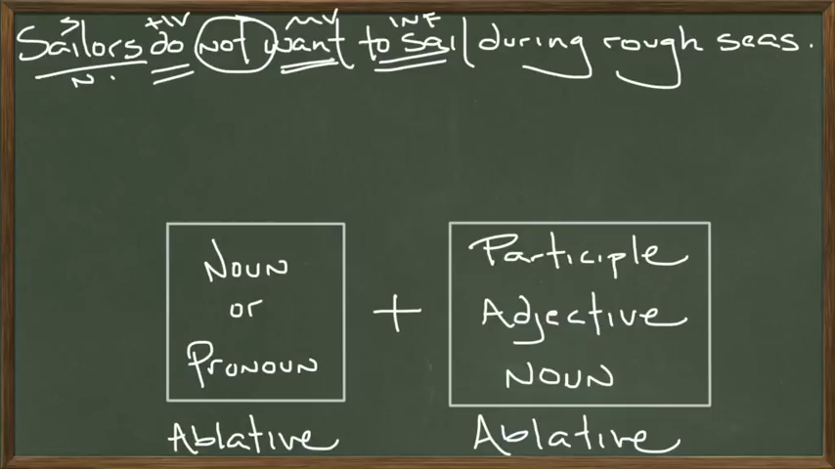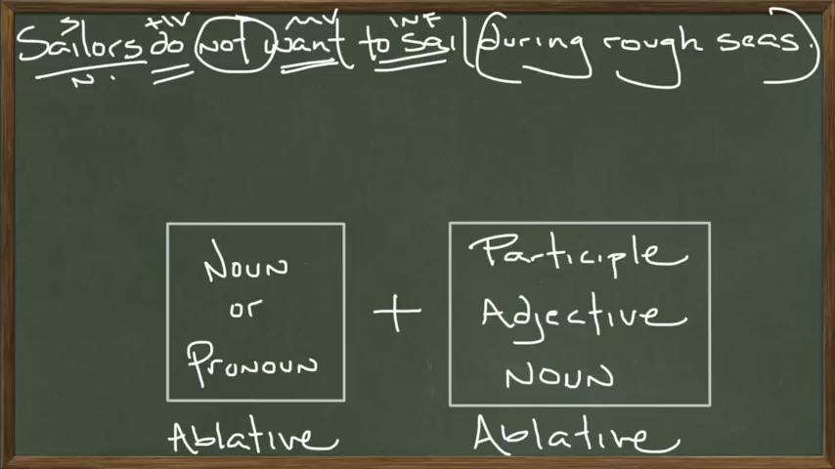Now we have this phrase over here, this prepositional phrase, during rough seas, or adverbial phrase because it tells when. That is the ablative absolute. We could just say the sailors don't want to sail, and that makes perfect sense. We don't have to add during rough seas.